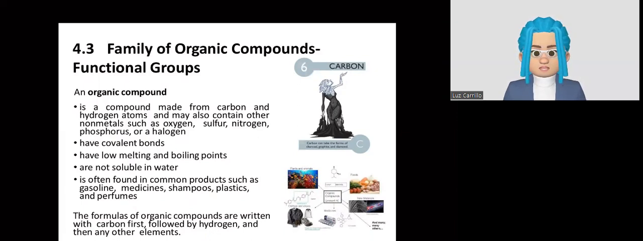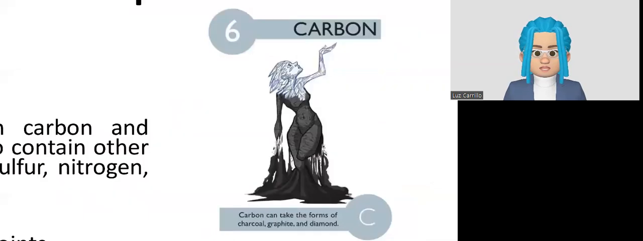When we look at carbon, you can see this cartoon representation that we have in the top right corner of the slide. There was a cartoonist that actually made superheroes for each of the elements in the periodic table, and this is the representation of carbon. Carbon can actually take the forms of charcoal, graphite, and diamond. That's why you see that the superhero actually has all those forms of carbon as part of its body.